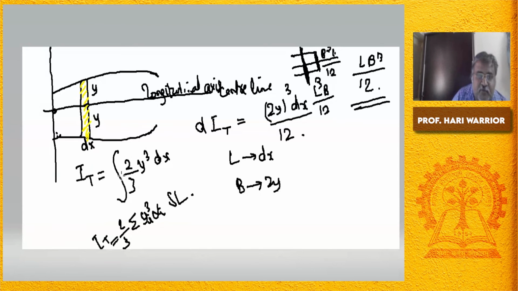IT is the transverse moment of inertia, which is equal to 2 by 3 y cubed dx, and IT is equal to this. That becomes this. That is obvious. Then this, but this is the trick. You know, this is where most mistakes come.